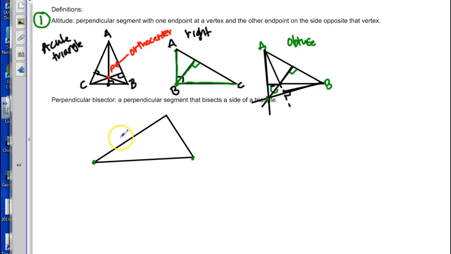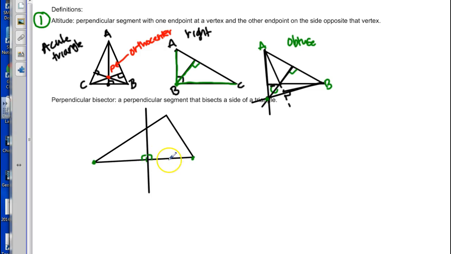And so if you remember, we put our point of our compass here and the pencil out here and swung it above and below, and we did the same here, keeping the same distance above and below, or the same setting, and it gave us a perpendicular bisector here. So that would be a perpendicular bisector.